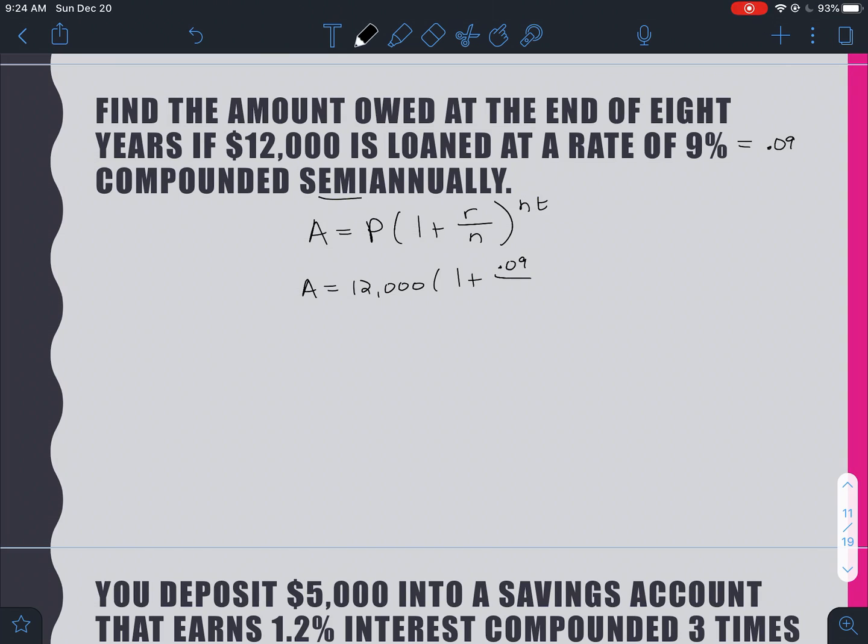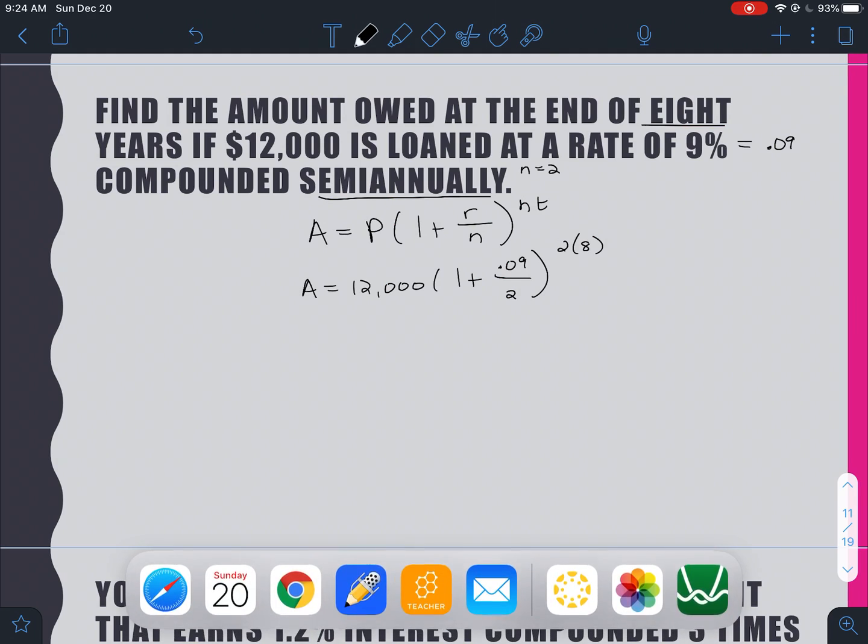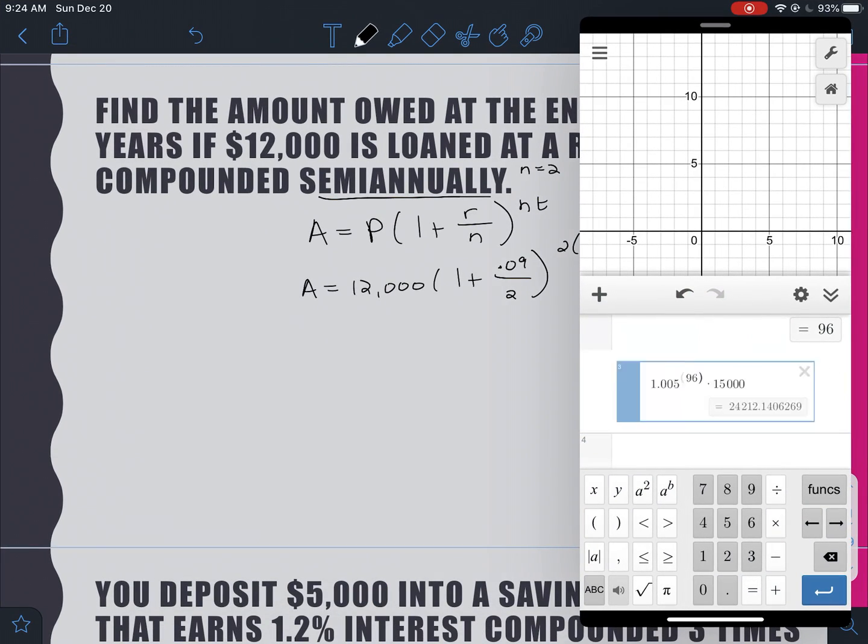And then it's going to be 1 plus the interest rate, 9% as a decimal. That's 0.09. Compounded semi-annually. Semi-annually means twice, so it's compounded twice a year. And then 2 times 8 years again, so 2 times 8.